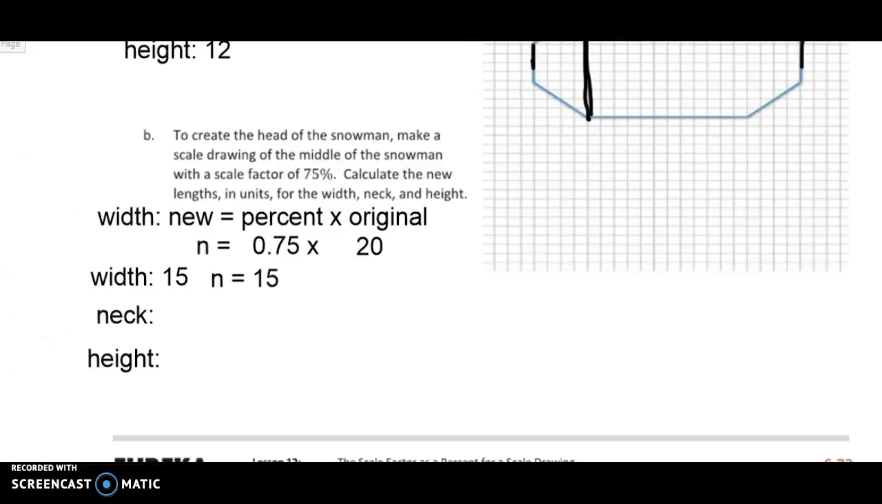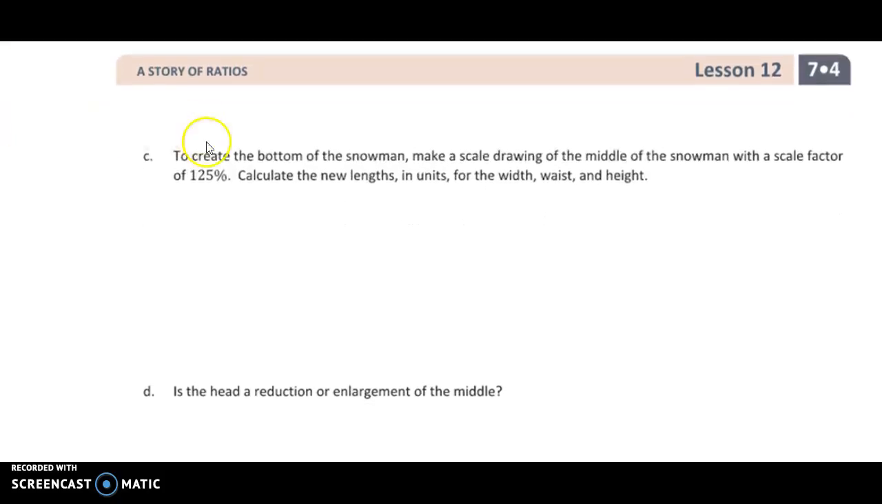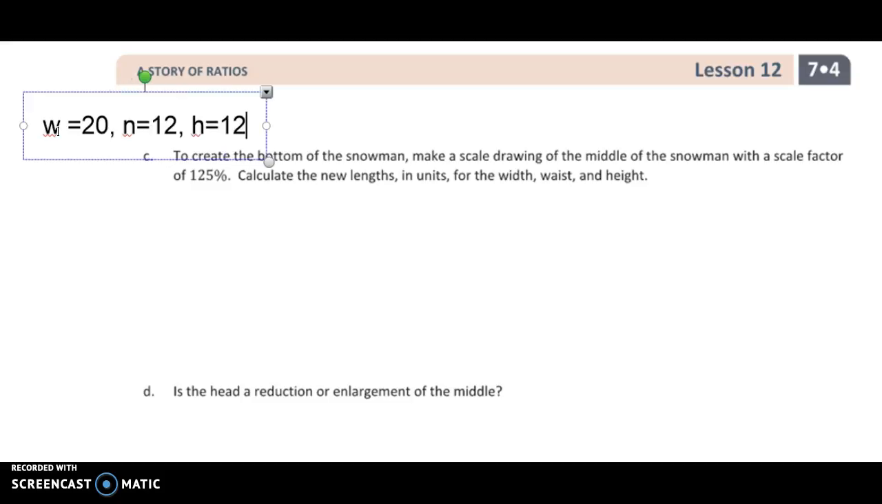The next question at the top of the next page says to create the bottom of the snowman, make a scale drawing of the middle with a scale factor of 125%. Okay, so this time, we're still going to use the same original. I know from before that the width was 20, the neck was equal to 12, and the height was equal to 12, right? That's the original. That's the one in the center. Well, this time I'm going to make a scale factor of 125%. I'm going to make the larger base.